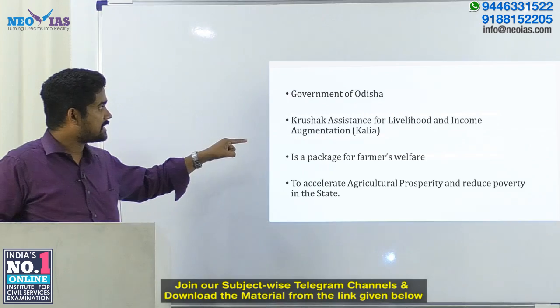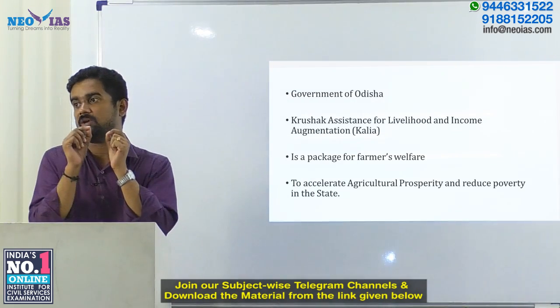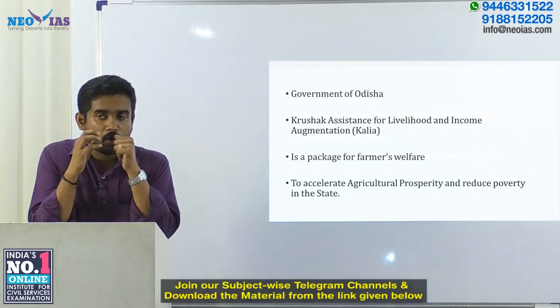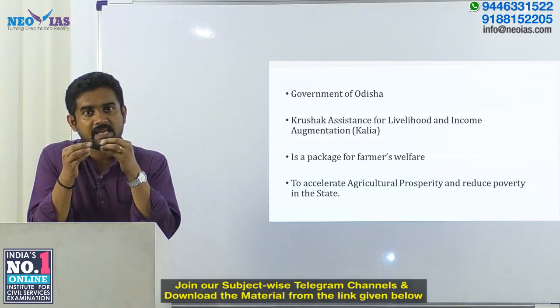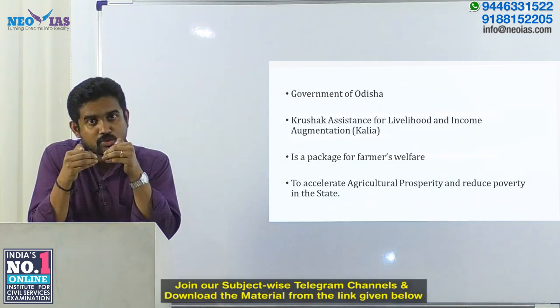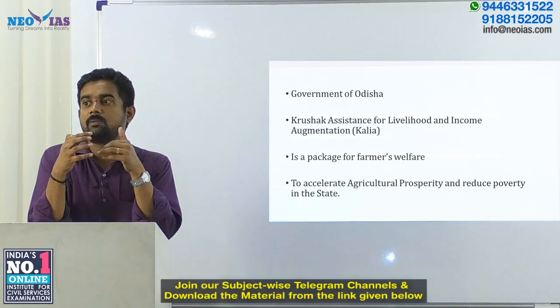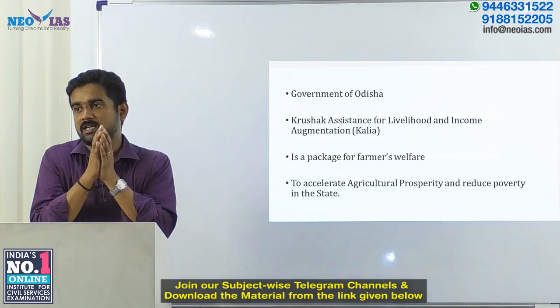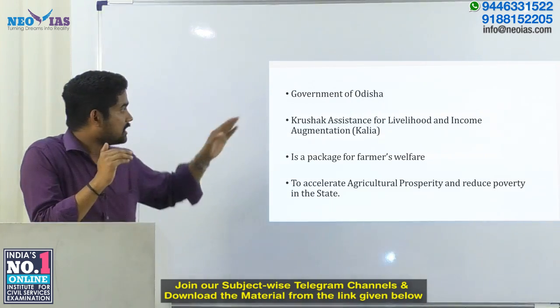Now, this is basically a package for farmers' welfare. This consists of 5 main components, and all these components play a key and pivotal role in ensuring better welfare for the farmers in the state of Odisha. So, that is the core purpose or crux of the Kalia scheme.